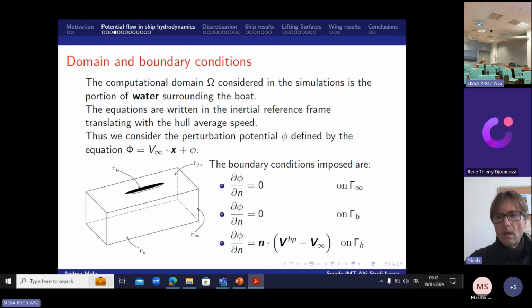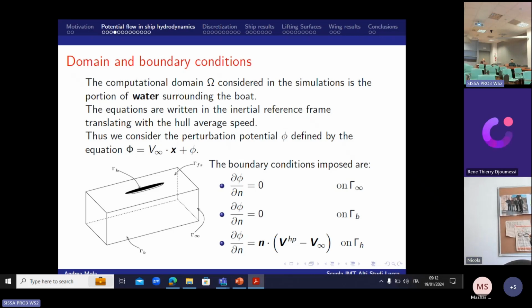So how do we put together a boundary value problem with the Laplace equation? We need boundary conditions. First of all, we solve in a moving reference frame of the hull, so we are looking for the perturbation potential, the small phi that you see over there, which is basically the potential associated with the presence of the body, which has to fade at infinity, as you see on the gamma infinity boundary condition, on the truncation boundary of the computational domain.